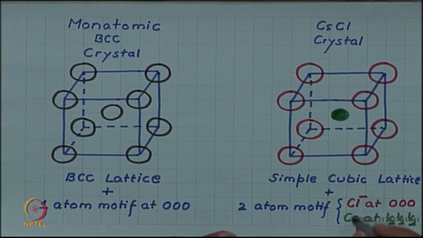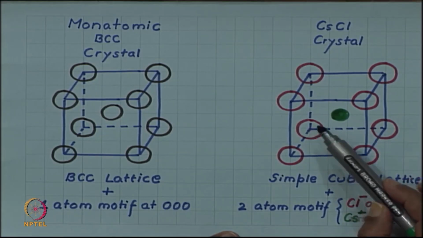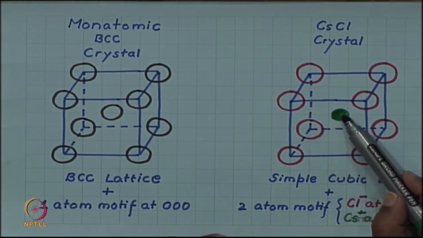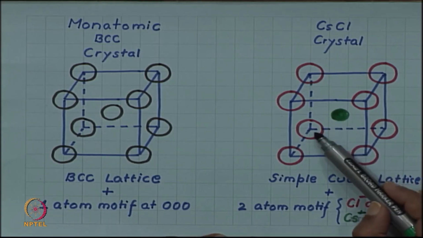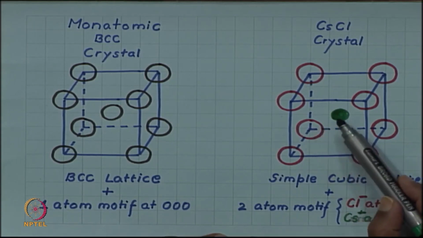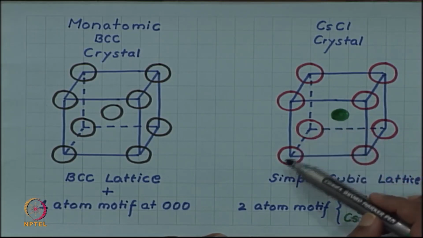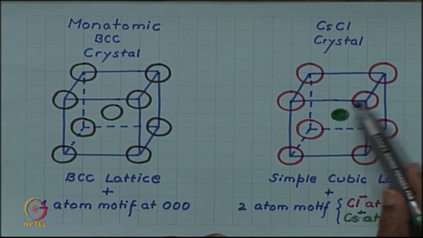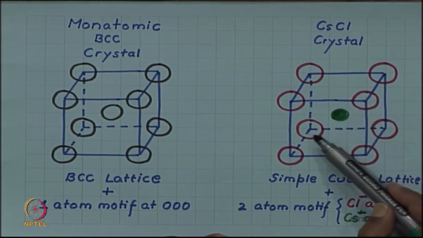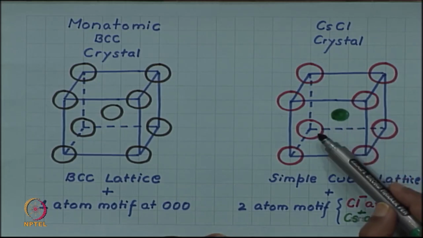This is our BCC. But cesium chloride, we have seen, has chloride ions sitting at the corners, but a cesium ion sitting at the body center. So, the corner ion and the body center ion are not equivalent. The corner point and the body center point are not equivalent lattice points. So, the equivalent lattice points are only at the corners. This is because of the occupancy of corner and body center by different ions.